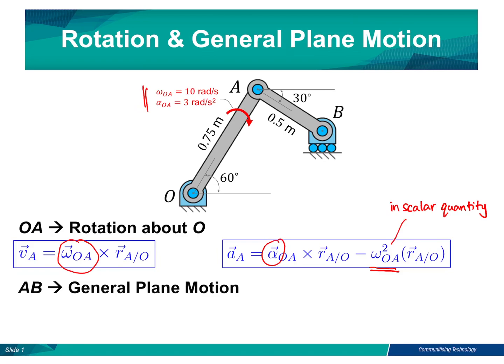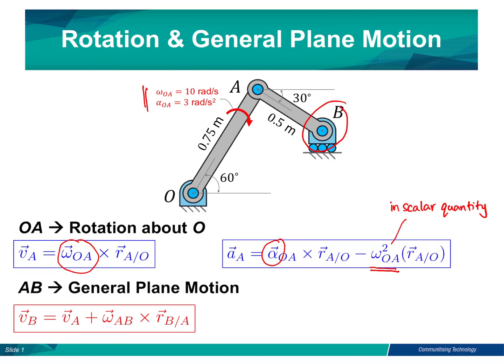When we talk about general plane motion, we already discussed that VB is equal to VA plus a relative term, because when we want to calculate the velocity of B, we have to refer to point A. In the previous case, for rotation, we want to calculate point A, therefore we refer to point O, and in this case point O is a fixed point, not moving, and therefore we don't include point O in the equation.